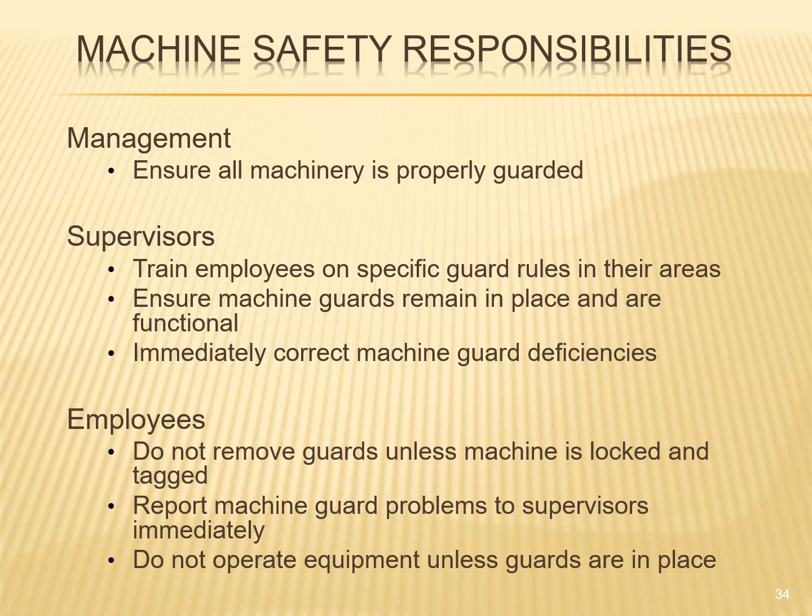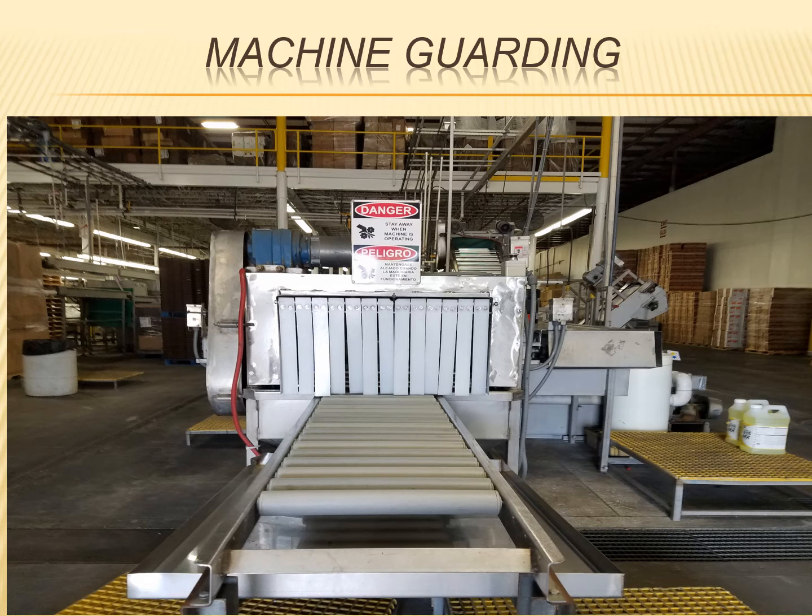Machine safety responsibilities. Responsibilities for management: ensure all machinery is properly guarded. Supervisor's responsibility: train employees on specific guard rules in their areas, ensure machine guards remain in place and are functional, immediately correct machine guard deficiencies. Employees' responsibilities: do not remove guards unless machine is locked and tagged out, report machine guard problems to the supervisor immediately, do not operate equipment unless guards are in place. This just shows you various types of machine guarding.